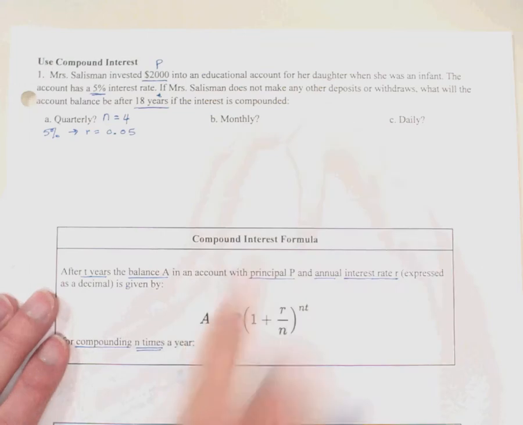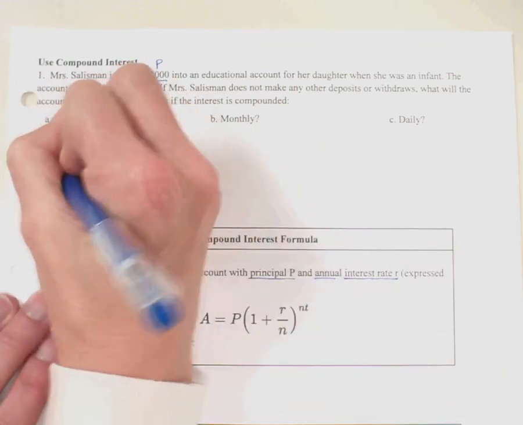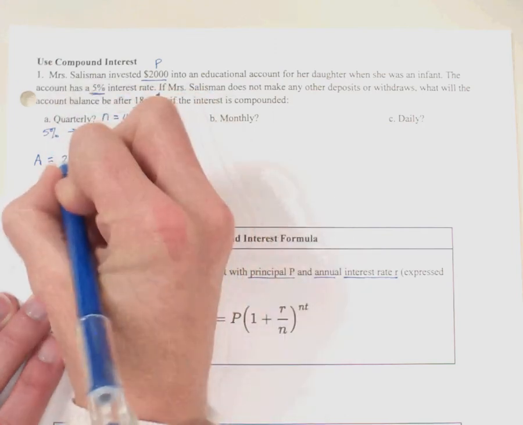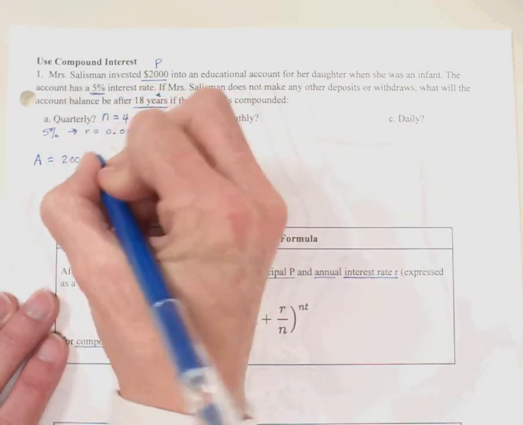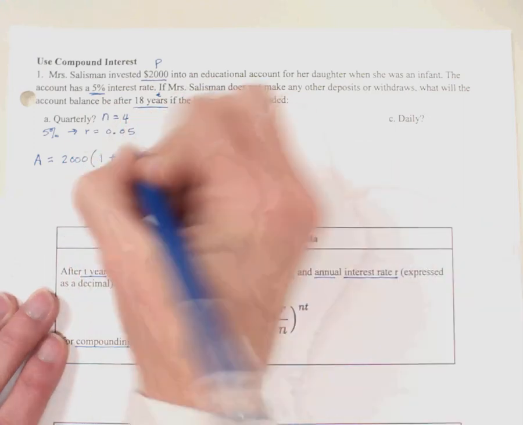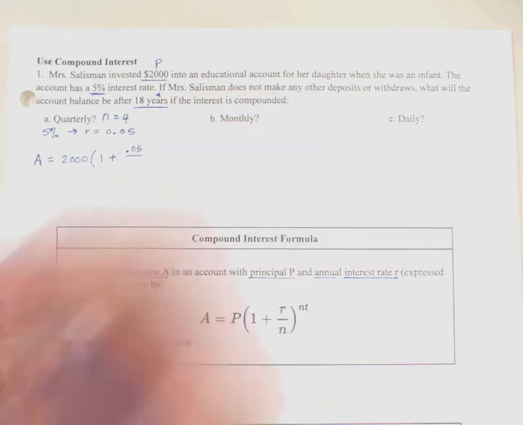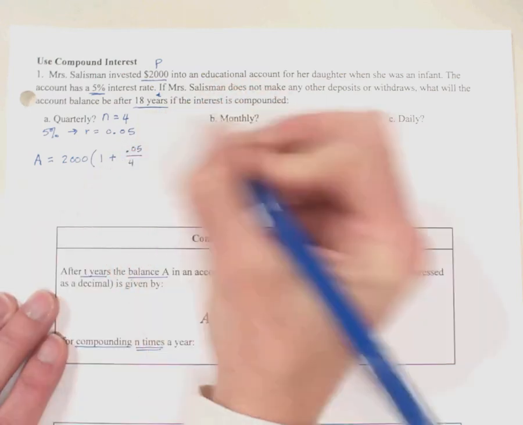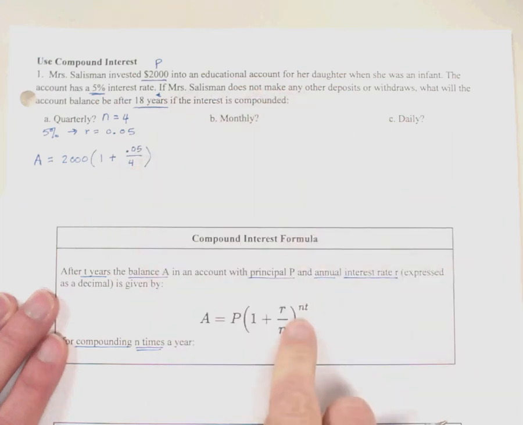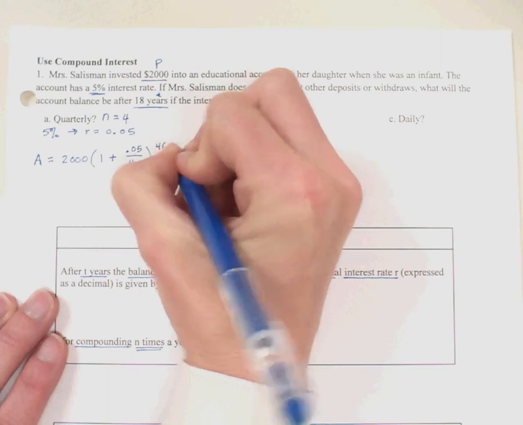So using our formula, A equals, that's the account balance we're trying to find. P is our principal. The initial investment was $2,000. We have 1 plus R divided by N. R is 0.05 divided by N, the number of times it was compounded, that is 4. And then my power is N times T. So in this case, that's 4 times 18.